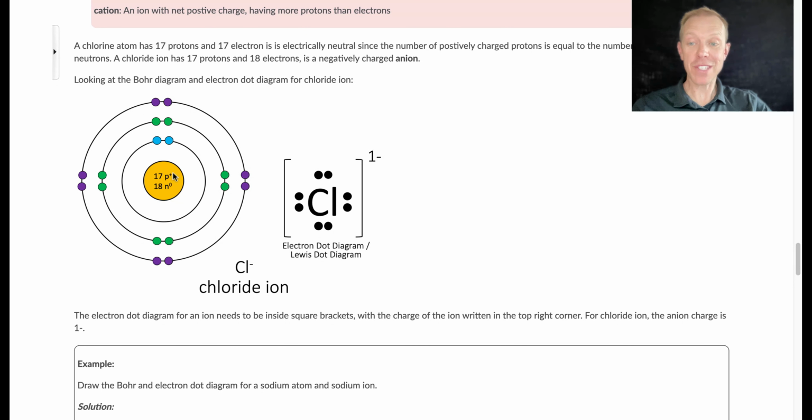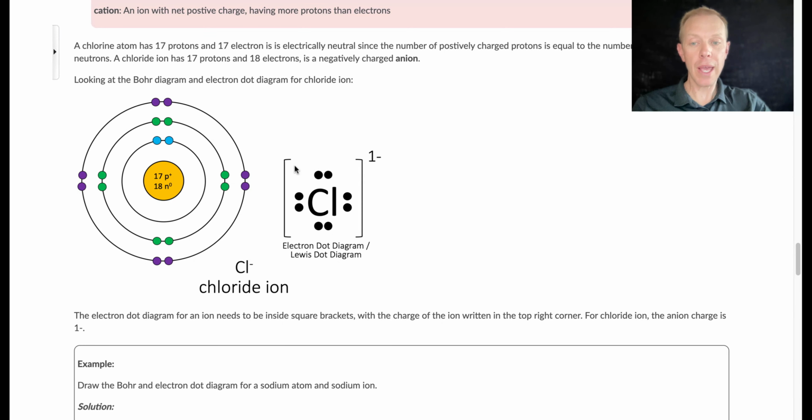In this case, we have 17 protons. That's not going to change because that's what makes chlorine unique and correspond to chlorine. However, the number of electrons in the outer shells has increased by 1, and now we have 18 electrons and only 17 protons. The number of negative charges now outnumbers the number of positive charges by 1.